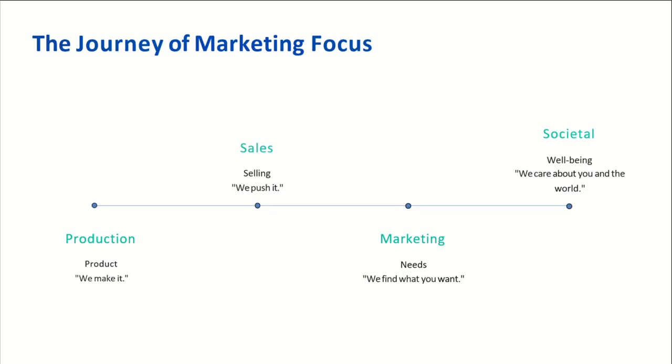So, this is the journey of marketing focus. First we have production, sales, marketing, and societal. In production, we make it. In sales, we push it. In marketing, we find what you want. And in societal, we care about you and the world and its well being. Now we move on to the next slide.